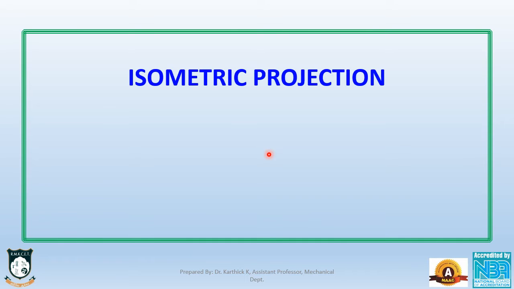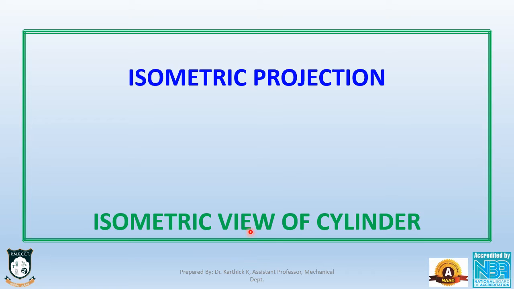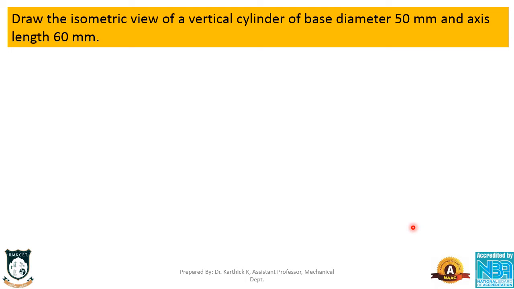Welcome to this lecture on isometric projection. In this video, we are going to see how to draw the isometric view of a cylinder. This is the problem which is given. Draw the isometric view of a vertical cylinder of base diameter 50 mm and axis length 60 mm.